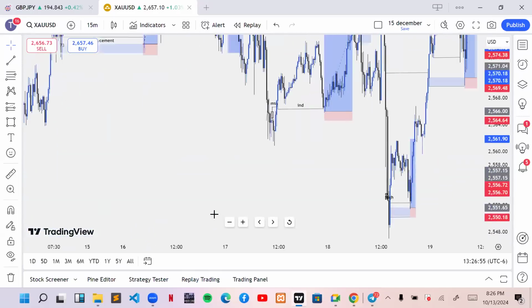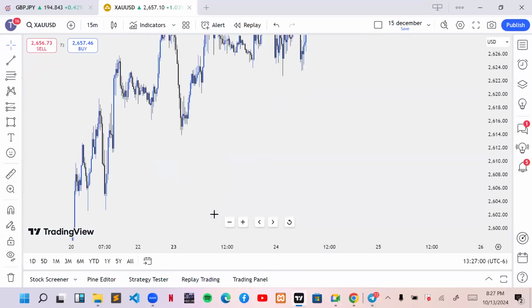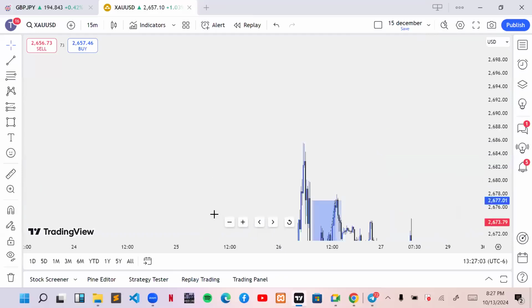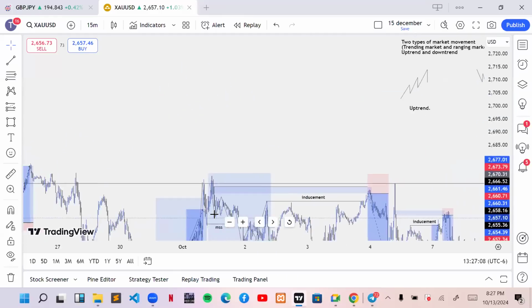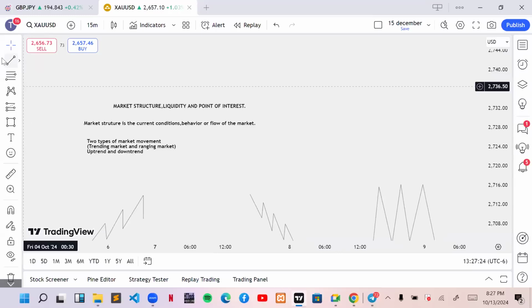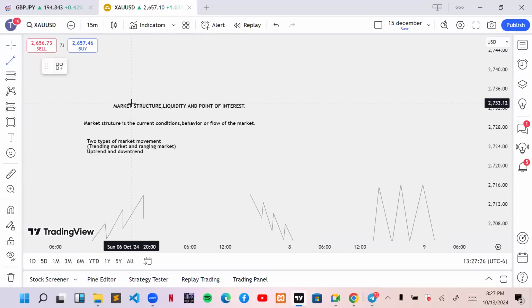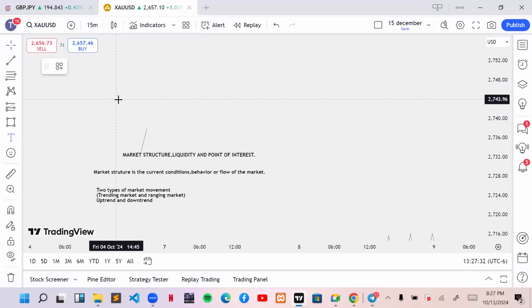So I mentioned what market structure is. Market structure is the current behavior, condition, and the current flow of the market. And I said that there are three market movement types: the uptrend, the downtrend, and the ranging market. That being said, let me now mention the two things I pay attention to when I look at the market structure part of my strategy. There is the market structure shift, and then there is the break of structure.